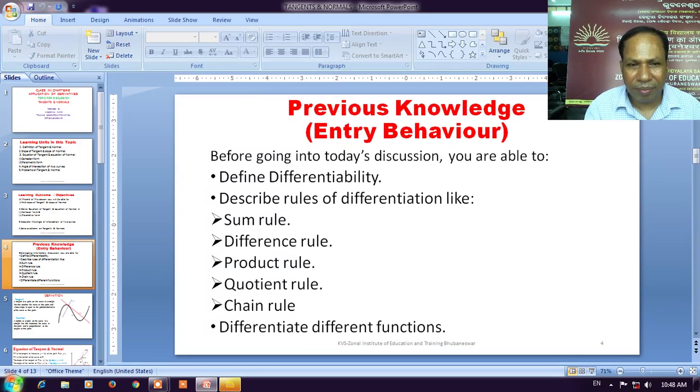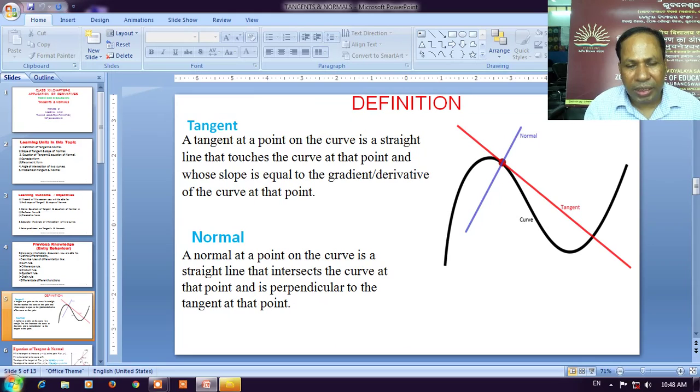And prior to this, you have already studied in chapter 5 about differentiability, the various rules associated with differentiability, like the sum rule, difference rule, product rule, quotient rule, chain rule, and also you are aware of the procedure for differentiating various functions like polynomial functions, logarithmic functions, exponential functions, etc.